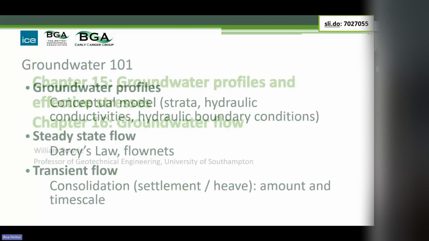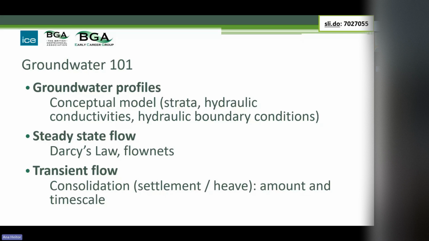Oh, yes, okay. I felt a little bit embarrassed about doing this because my bits of the module are what you might call Groundwater 101. So we talk a little bit about groundwater profiles and the importance of developing a conceptual model: what are the strata, what are their hydraulic conductivities, what are the boundary conditions? Then we look at a couple of fairly well known and well established analytical techniques: steady state flow by drawing flow nets, and hopefully you remember what flow nets are. That's all based on Darcy's law.